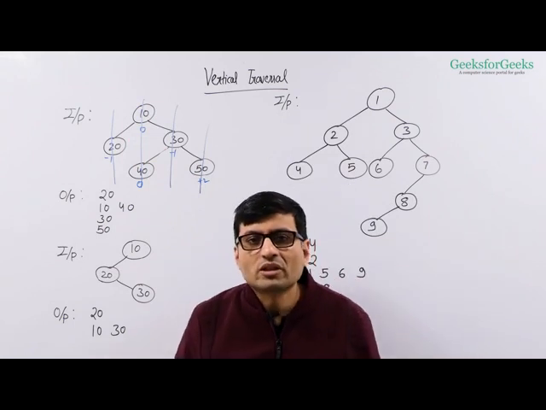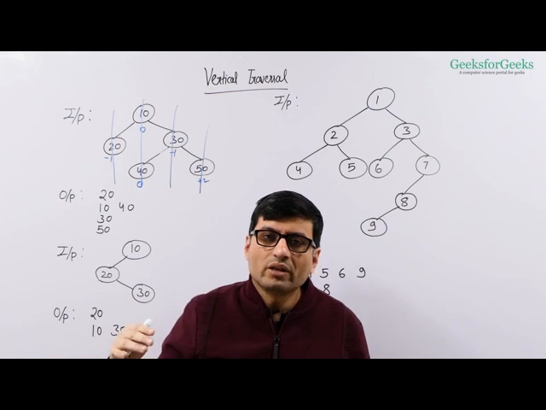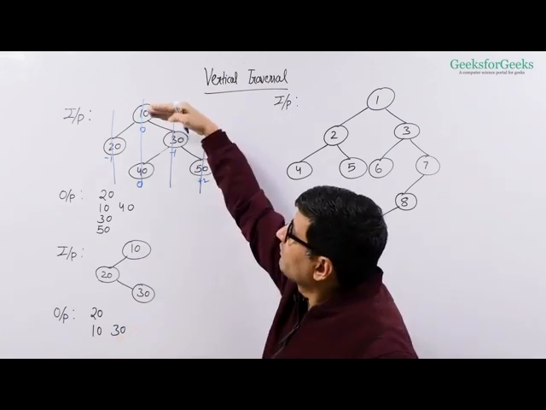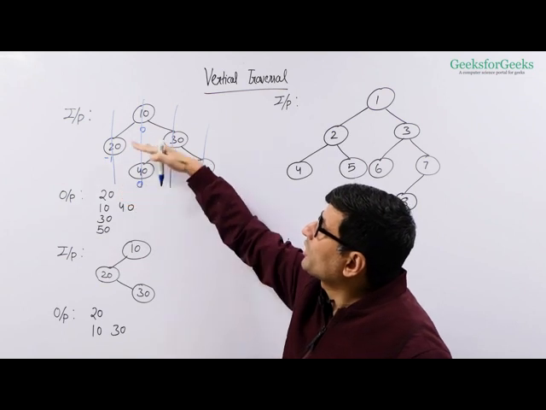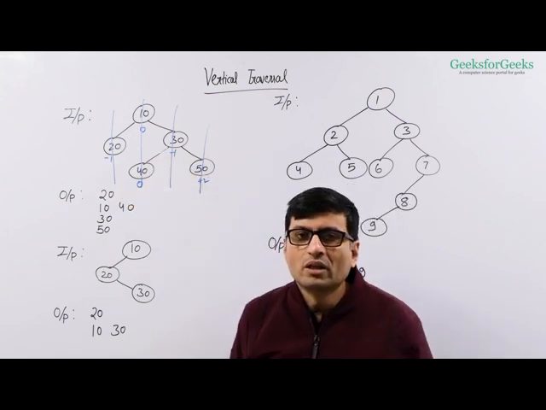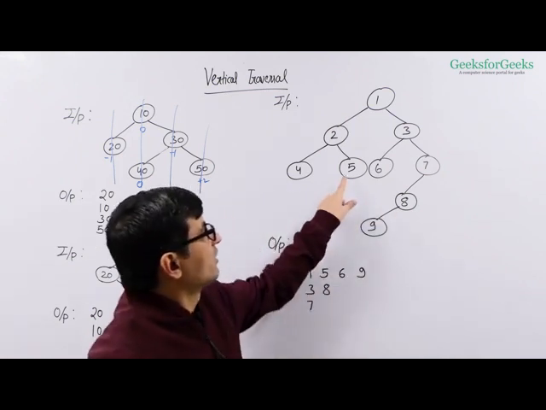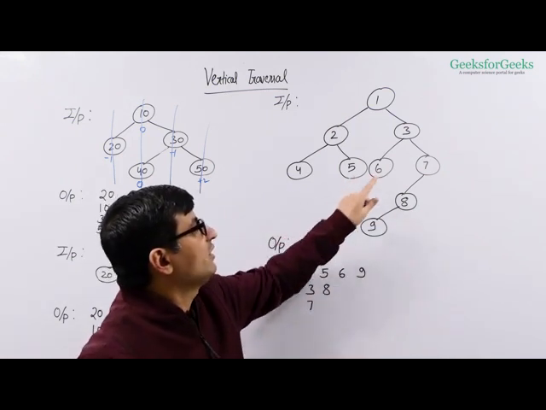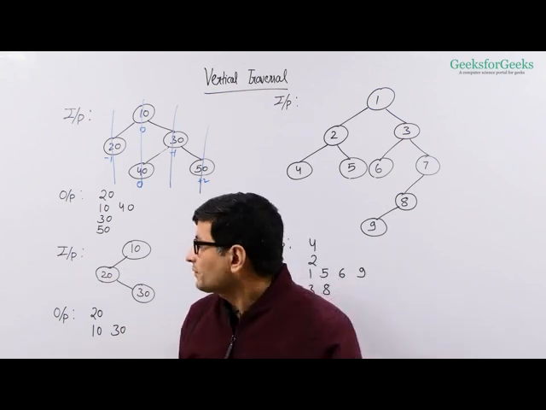When we are printing nodes of a particular vertical line, for example, this vertical line, we need to ensure that if a node comes above in the level, that should be printed first. This is level 0, this is level 1, this is level 2. So this comes below the level, so 40 should be printed after 10. And if there are two nodes at the same level, for example here, 5 and 6 are at the same level, then we need to give preference to the left child over the right child.